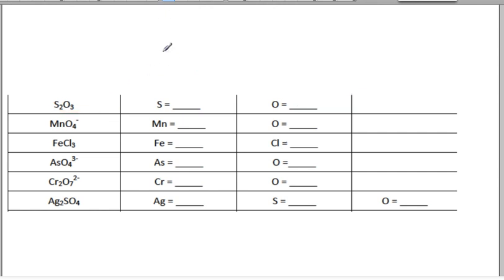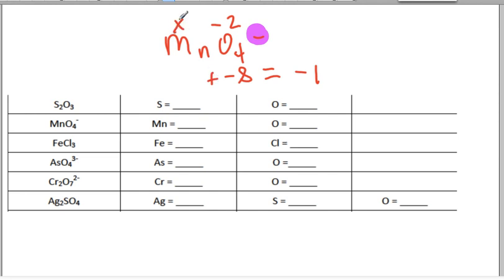Next one, when I go to do it, MnO4 minus. Now when I look, this actually has a charge of minus, so I have to use that in my math. When I do the setup, I set it equal to negative 1. Oxygen still has a rule, it's negative 2. So negative 2 times 4 is going to give me negative 8, plus X, what I'm solving for. To get X by itself, I move the 8 over. I have a positive 8 plus a negative 1. X is going to be 7. So this would be 7 plus, and this would be 2 negative.